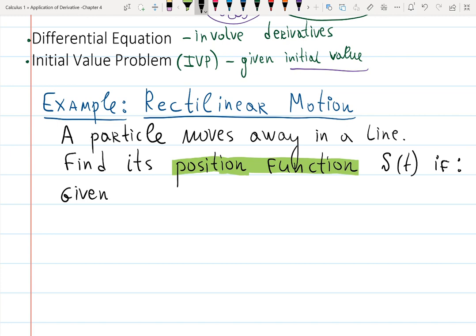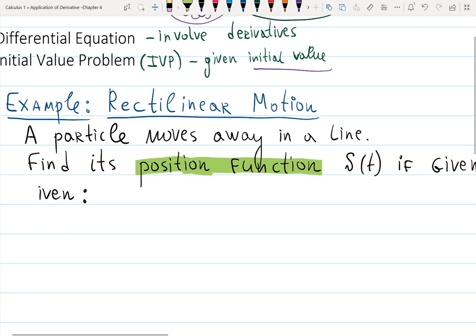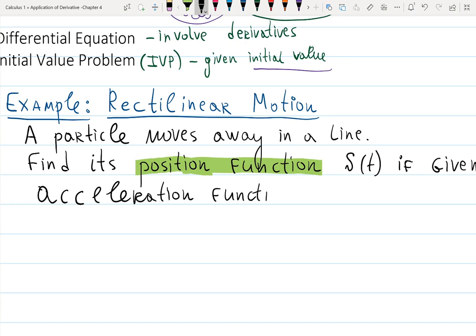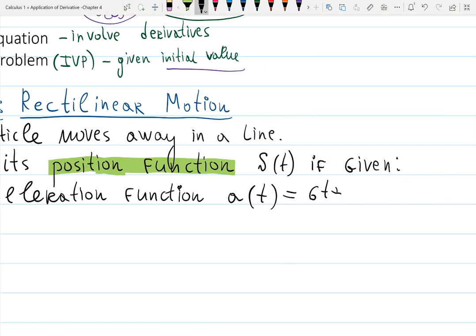Find its position function s of t if given, and we give you acceleration, an acceleration function. The acceleration function was recorded or created from some data. For example, a of t is 6t plus 4. That's a line, actually.